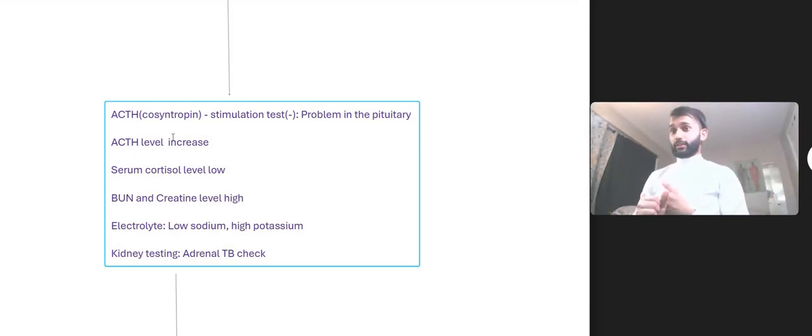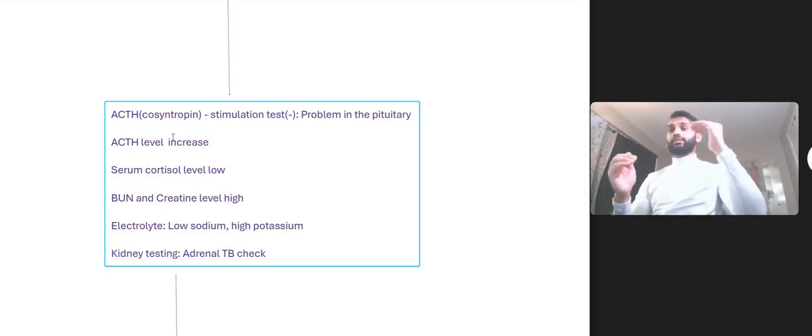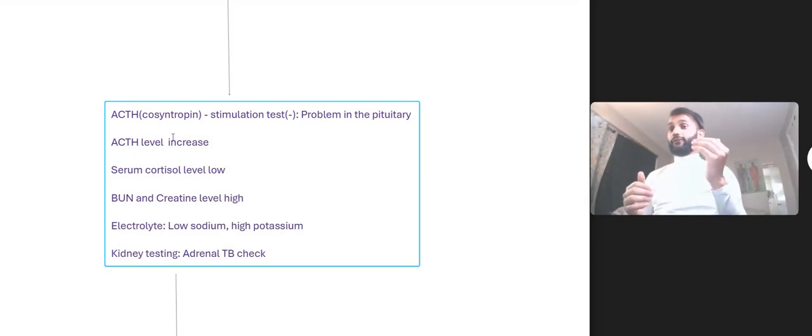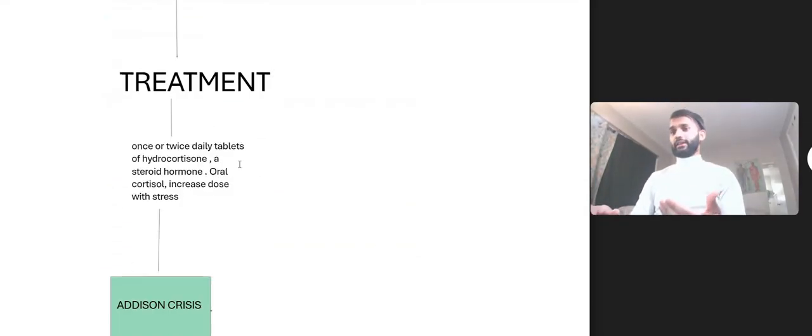You also want to check the serum cortisol level, what's the normal cortisol range in the blood, and match it with the patient's range. We'll check for the BUN and creatinine level. They will be elevated as well. We'll check for the electrolytes such as sodium and potassium, and then last but not least, we'll also do kidney testing to check for any possible adrenal TB, which could be a possibility as well.